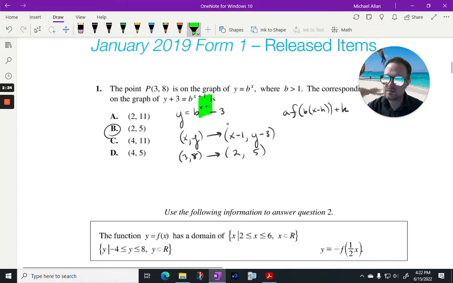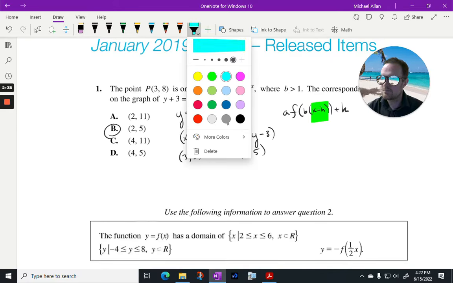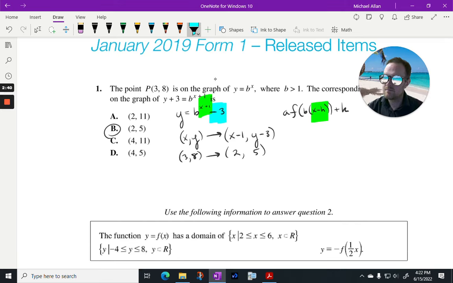Okay. Let me just highlight this part so it makes sense when I look at this later. Why did Mr. Allen highlight that? Yeah. I'll try to post the PDF version of this online too.